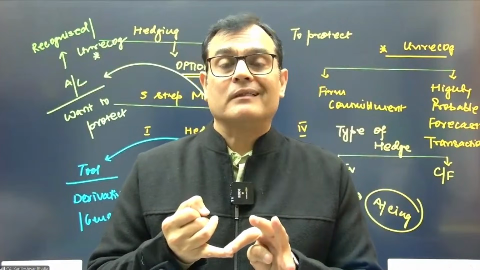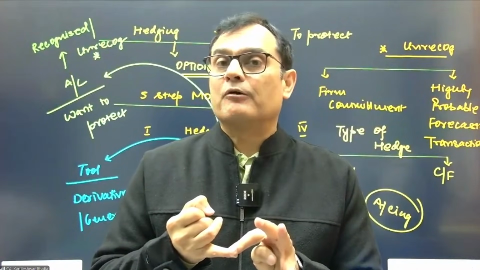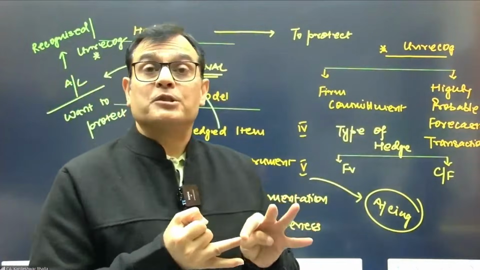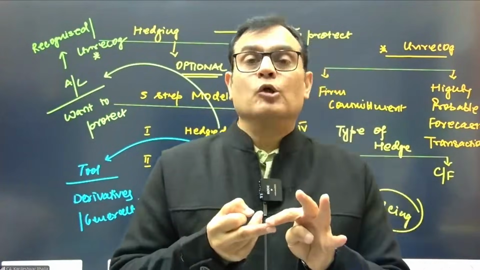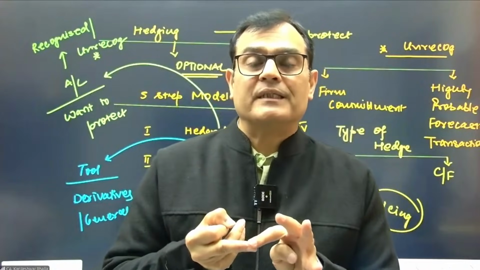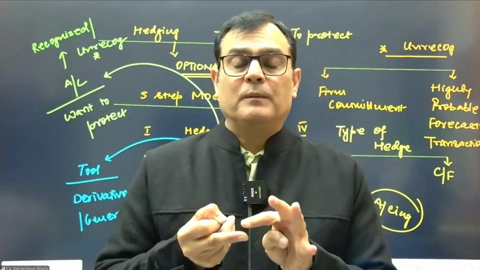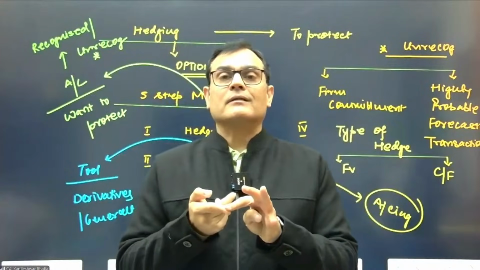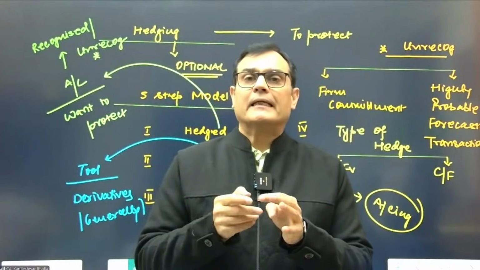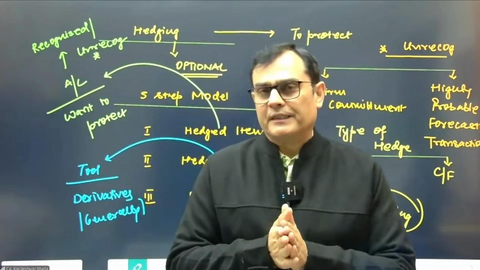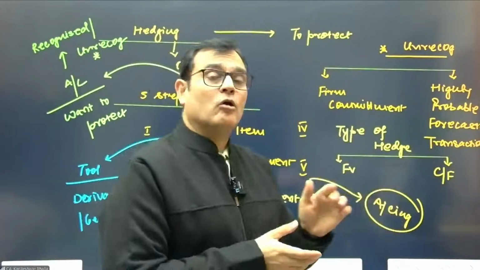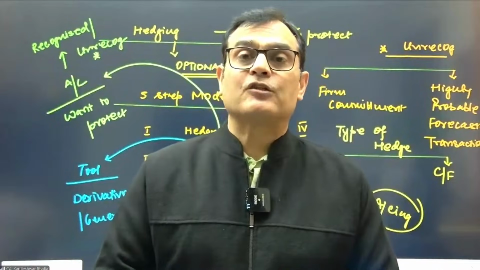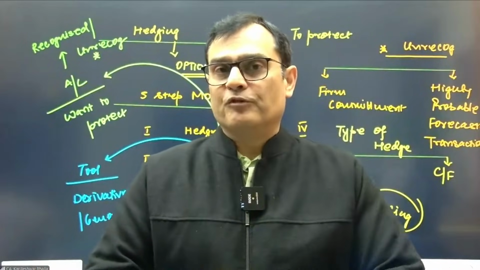Get the item, the asset or liability, recognized or unrecognized, which you want to protect. Then get the derivatives with which the protection will occur. Do your formal documentation and check whether the hedge is going to be effective for you, that you will be able to protect yourself against the gains and losses. Then decide on the type of hedge you want to apply, and then do the accounting treatment of the hedge. Our focus will now be on the accounting aspect. How does a fair value hedge and how does a cash flow hedge get accounted? That would be the focus.